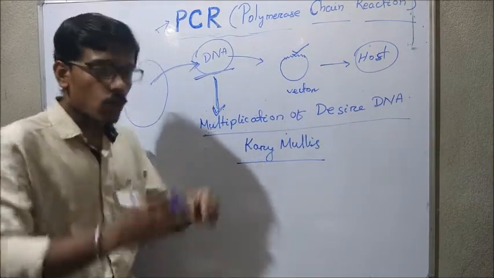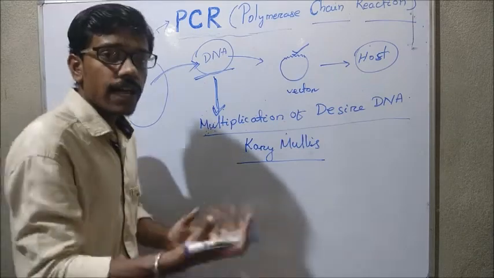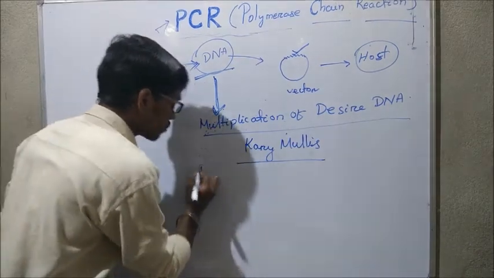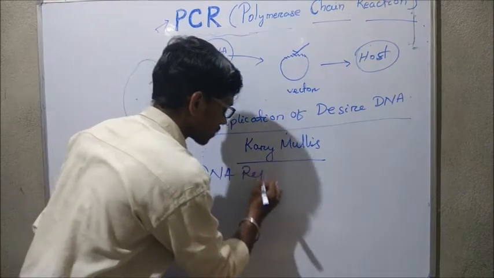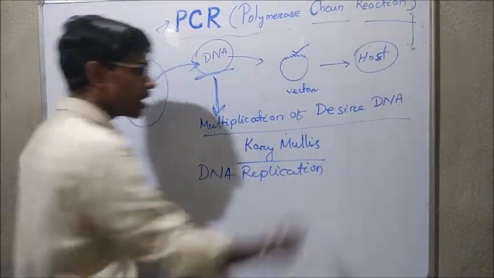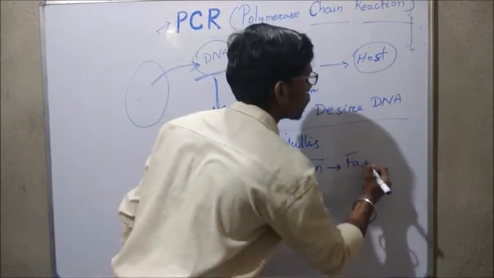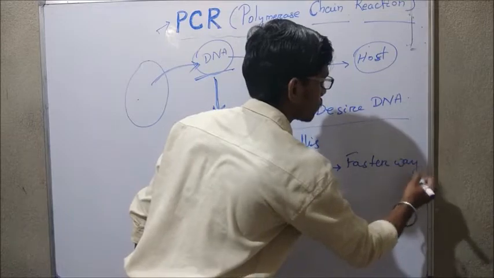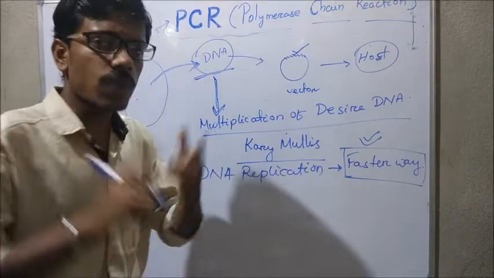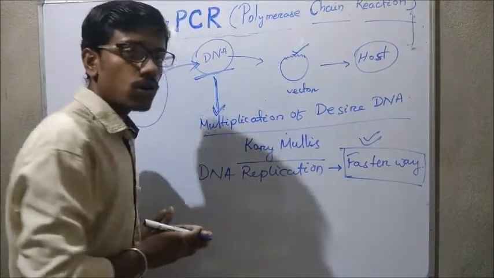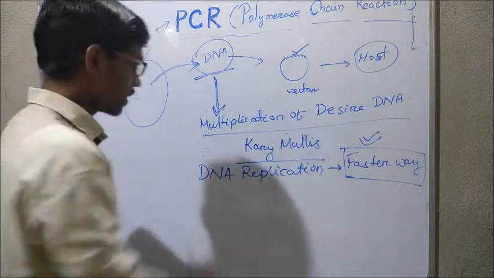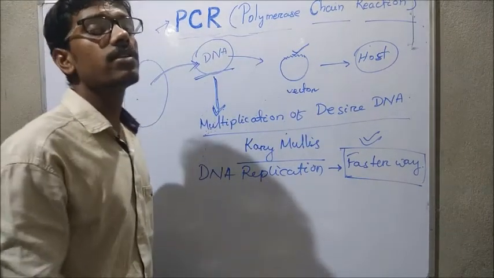Which means in a very short time we can get more copies of DNA. So here also there will be DNA replication, but in a faster way. In a very small fraction of time we are able to get more copies of DNA. That is the polymerase chain reaction.